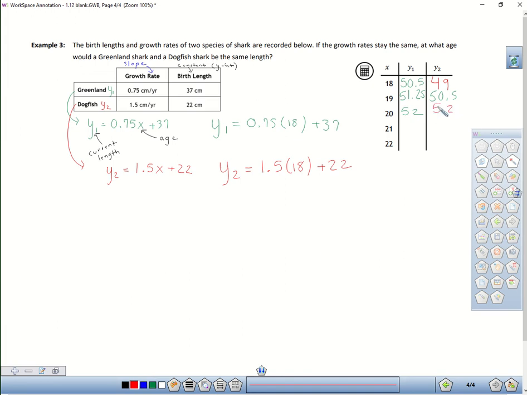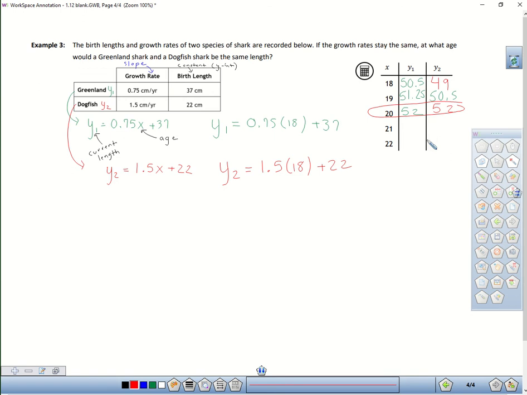And what do you notice happens at 20 years? They're the same. Good, they're the same. The sharks basically catch up to be the same length. So what this is really saying is, while the Greenland shark basically is born longer, the dogfish shark grows more every year. So eventually, the dogfish shark catches up to the Greenland shark, right? Because they're going to eventually be the same length.